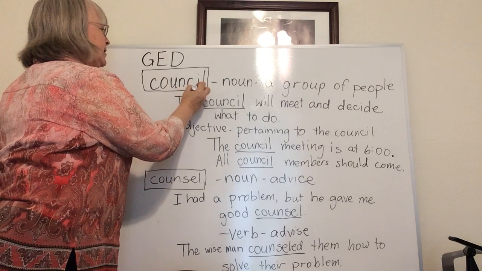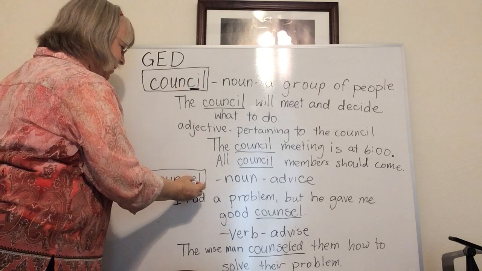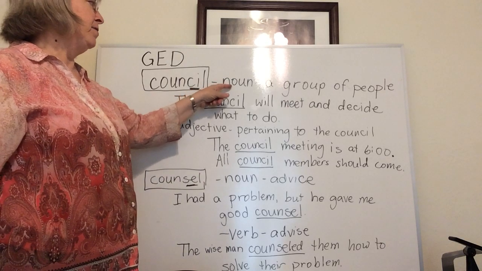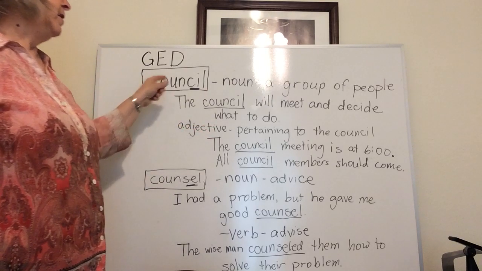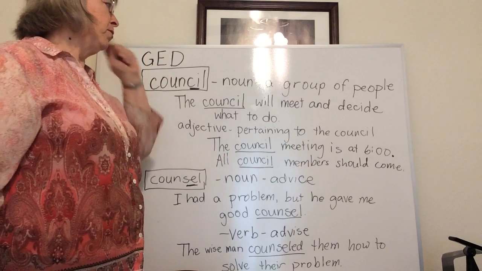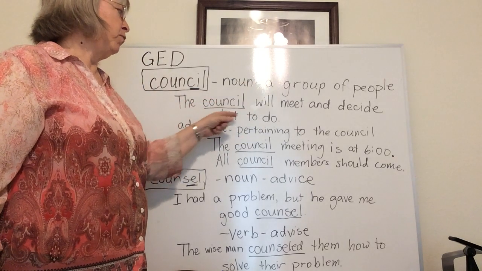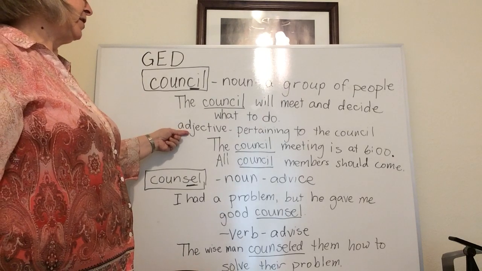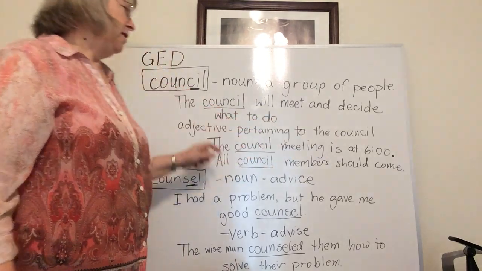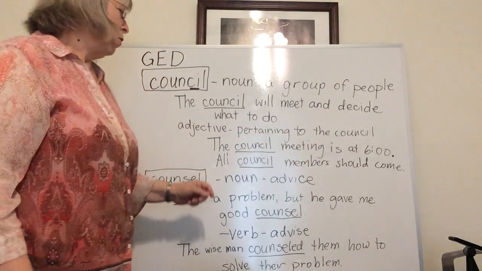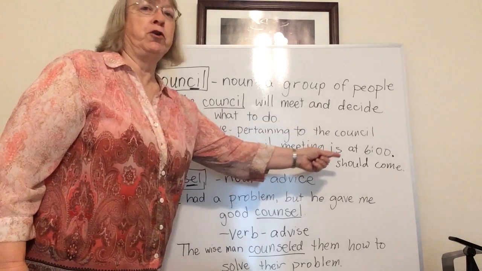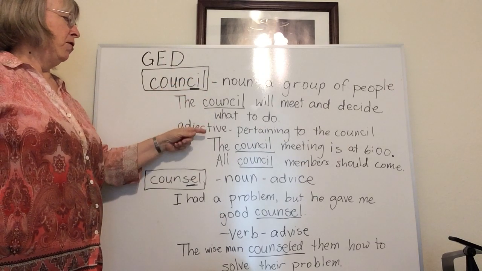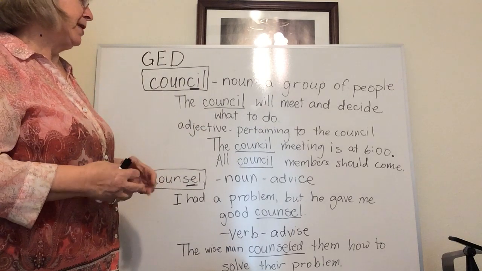Council has a C-I right here. Counsel, this counsel has an S-E. So council, C-I-L, can be a noun or an adjective. In the noun form, it is a group of people. The council will meet and decide what to do. It's like a group that has meetings. And then it can be an adjective, something to do with the council. The council meeting is at 6, or all council members should come. So that is council, C-I-L. It can be a noun or an adjective, and it's a group of people or pertaining to that group of people.